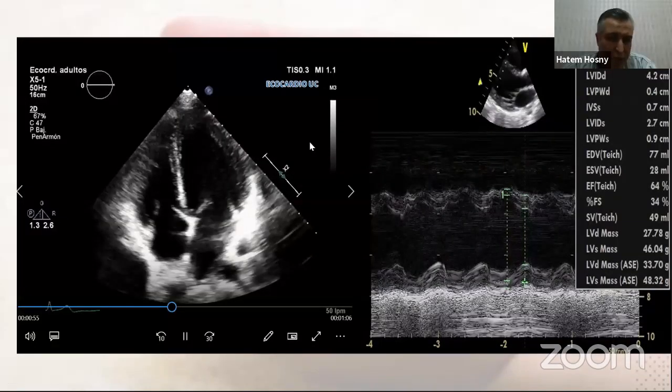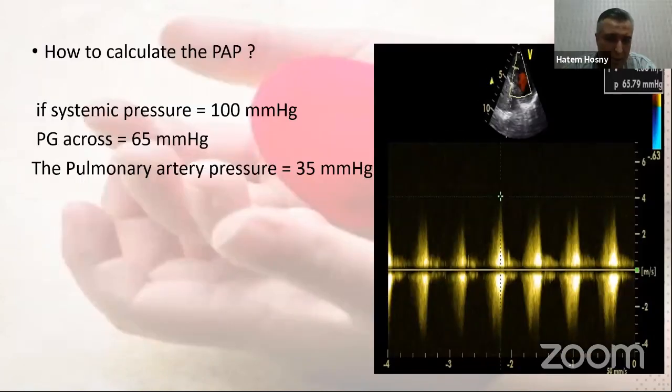So pressure gradient is another way of saying pressure difference between the two. Yes, pressure gradient is another way to say pressure difference. And can you measure pressure by echo?